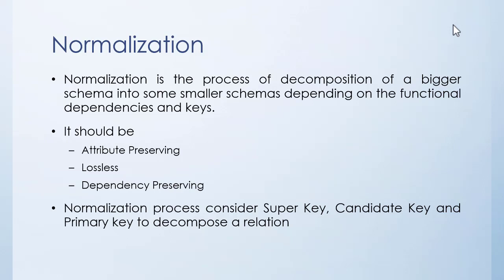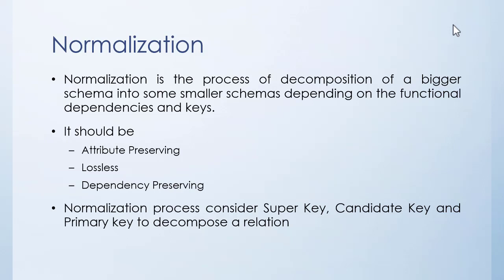When we are normalizing a relation into smaller relations, we should focus on three things. The first one is attribute preservation. What is attribute preservation? It says that if there are x numbers of different attributes present in the bigger schema, there should be x numbers of different attributes present in the smaller schemas also. We cannot exclude any attribute or include any attribute in the smaller schemas.